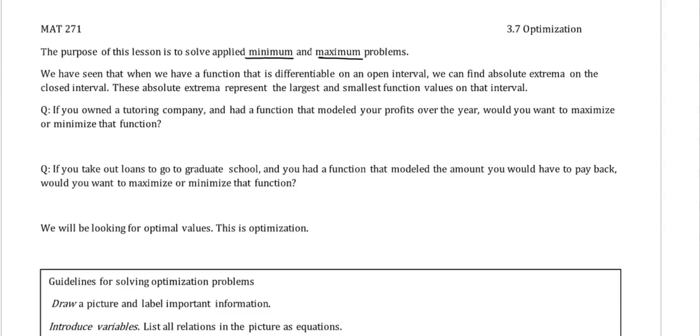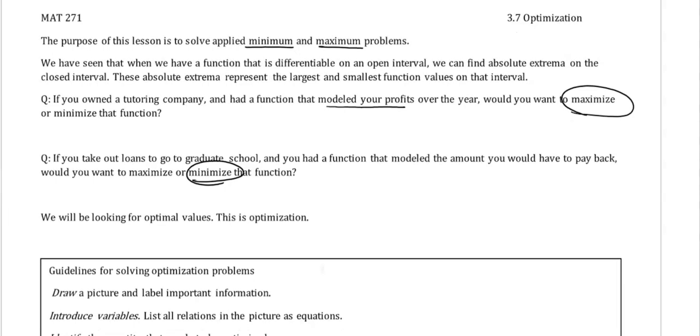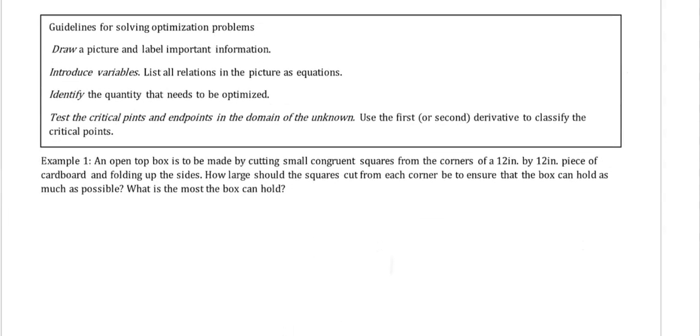For example, if we had a company and we had a function modeling our profits, we would want to be able to maximize that. On the other hand, if we were taking out loans to go to school, we would want to minimize how much we would have to pay back. So here are some general guidelines that we will follow as we work through these problems.